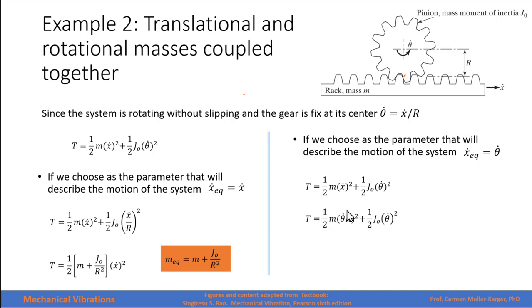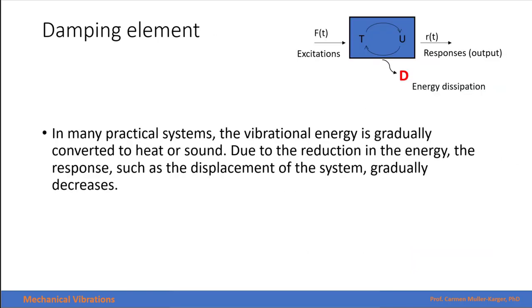So we substitute x dot in terms of theta dot, and now we take theta dot out of our parentheses as a common variable, and then whatever we have in the bracket will be our equivalent mass. As you see, this expression is not the same as this expression because we chose different variables to describe the motion of the system. Now we come to the damping elements.